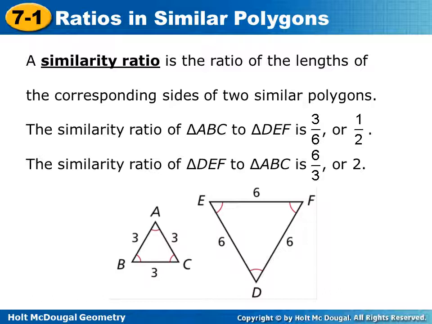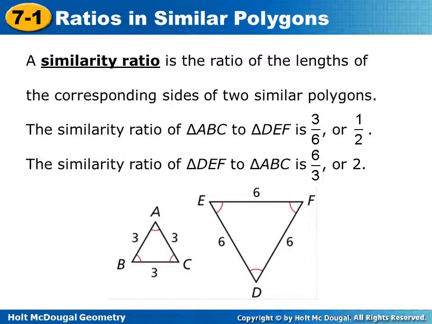A similarity ratio is the ratio of the lengths of the corresponding sides of two similar polygons. The similarity ratio of ABC to DEF is 3 over 6, or 1/2. The similarity ratio from DEF to ABC is 6 over 3, or 2.